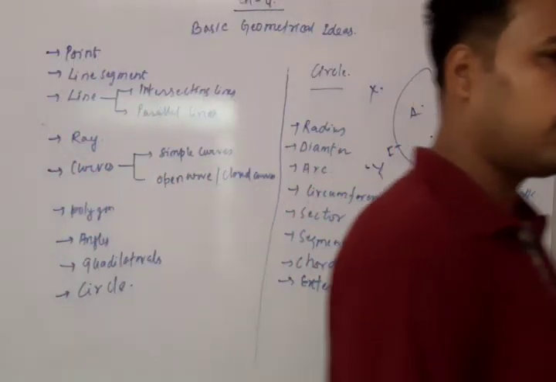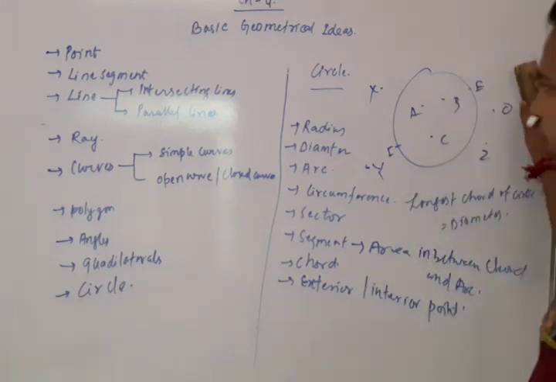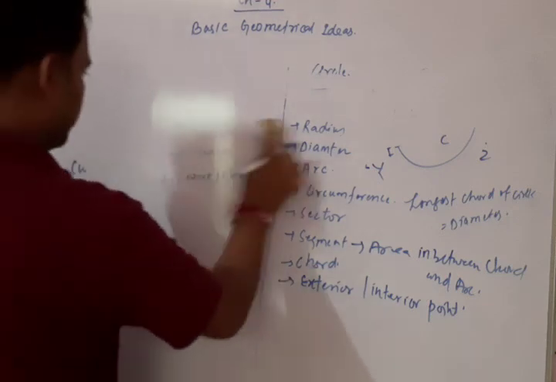So this is the quick revision of chapter 4, that is, basic geometrical ideas. Revise carefully for your next class test.